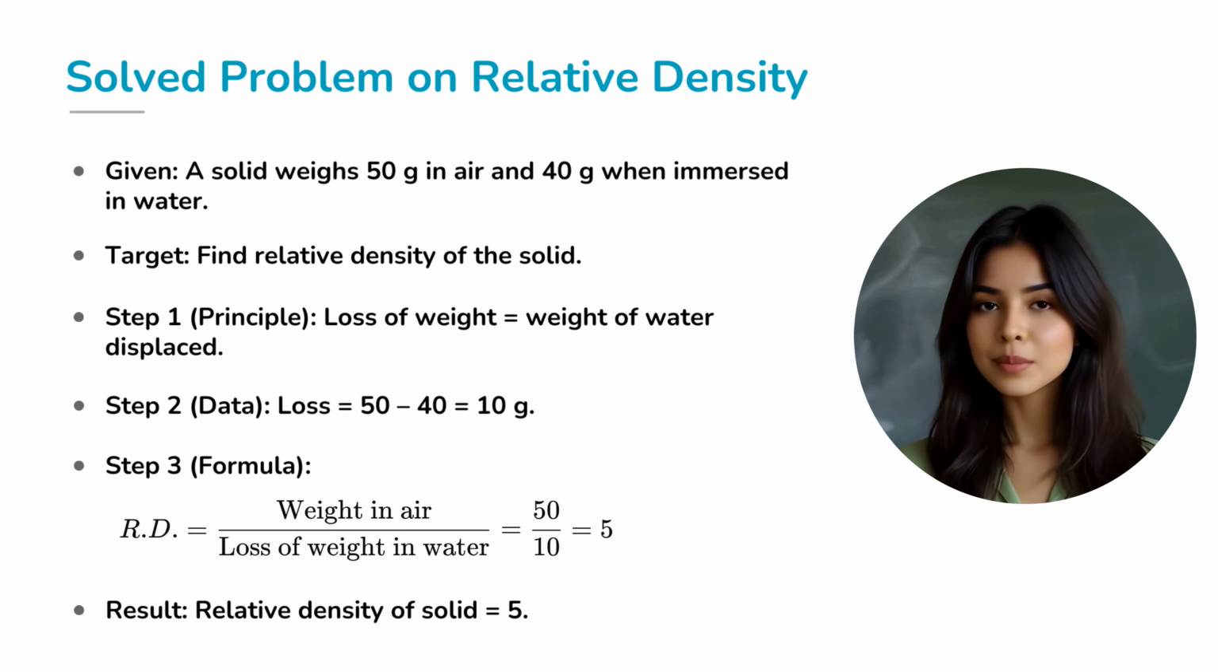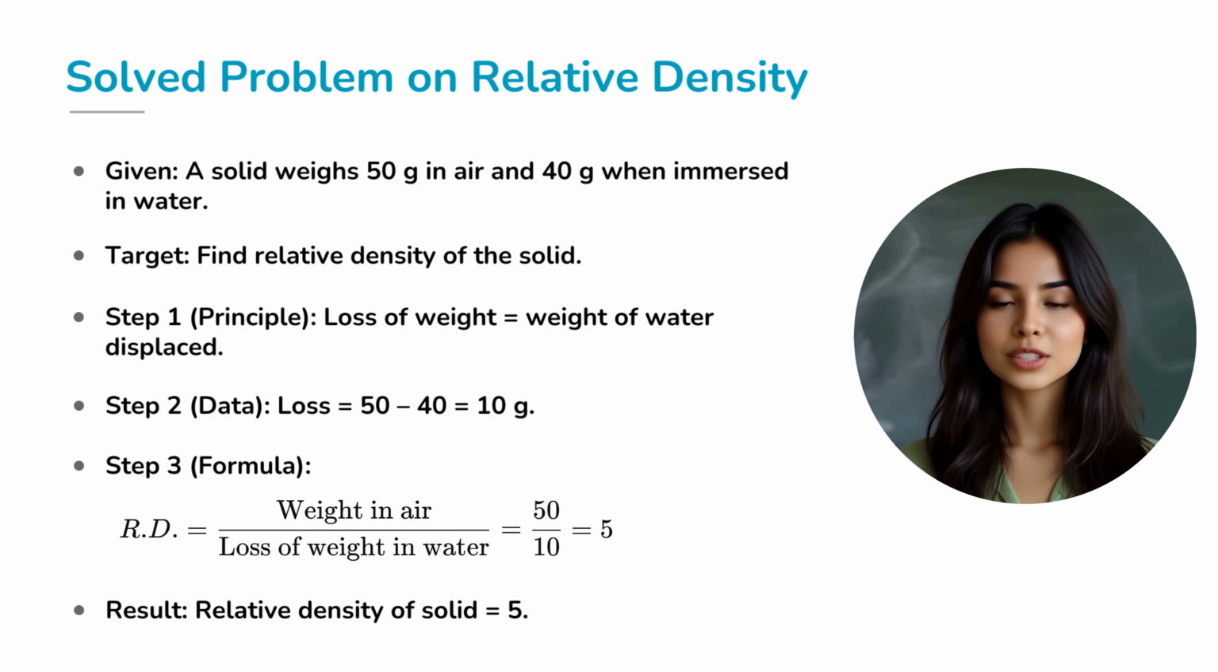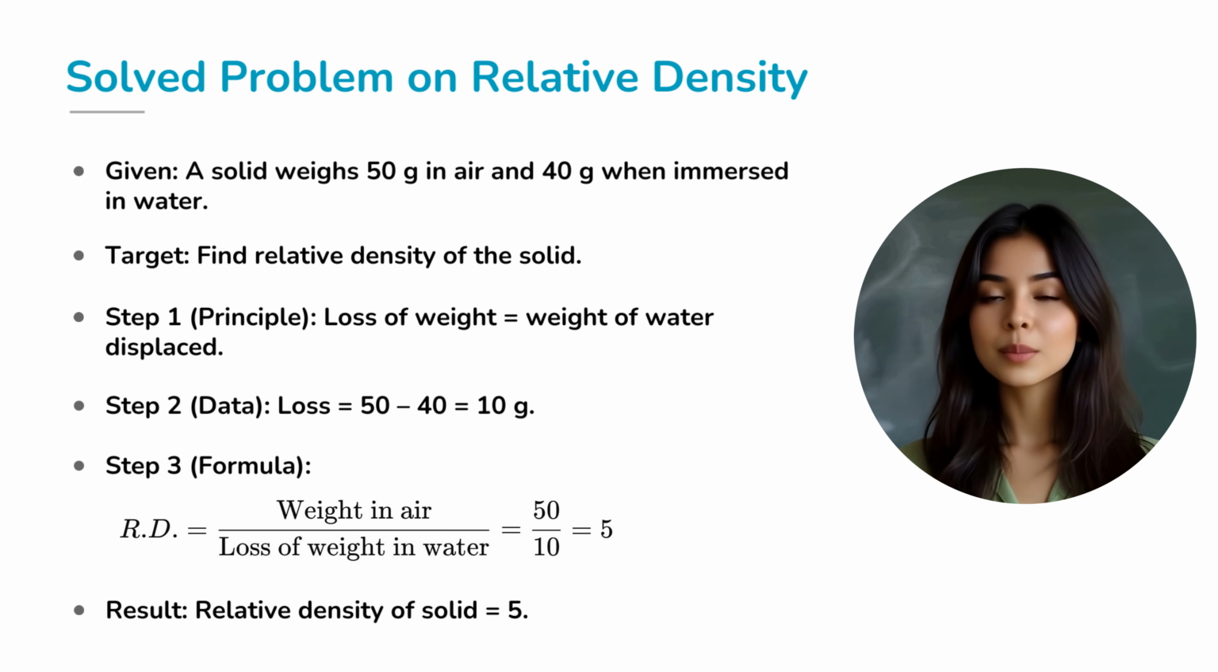Let's solve a problem step by step. A solid weighs 50 grams in air but only 40 grams when immersed in water. We need to find its relative density. Step 1. The loss of weight equals the weight of water displaced. That's 50 minus 40, which is 10 grams. Step 2. Relative density equals weight in air divided by loss of weight in water. So, RD equals 50 divided by 10, which is 5. Therefore, the solid has a relative density of 5, meaning it is 5 times denser than water. This is exactly how we measure RD in school laboratories using a spring balance and a beaker of water.